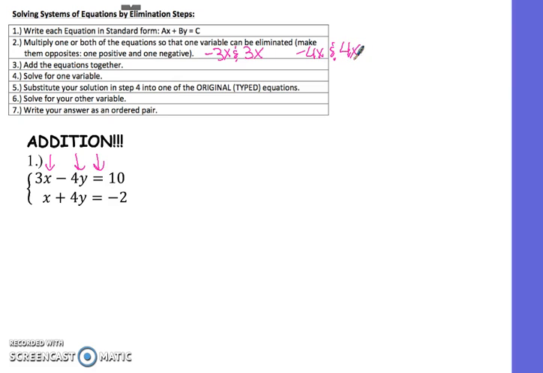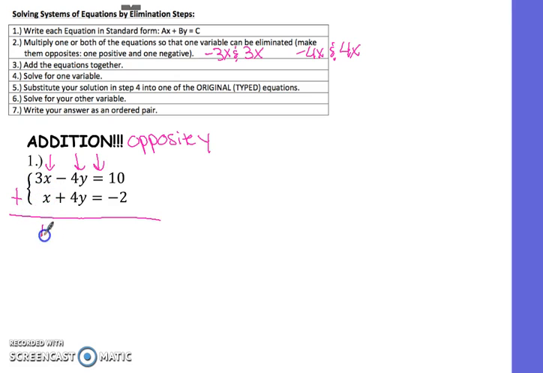So let's take a look at number 1. Do we see any? Look at your y's. You have opposite y values, negative 4 and 4. So step 3, so we don't have to do any multiplication, says add. You need to put your plus sign and draw your line because we're adding them vertically.